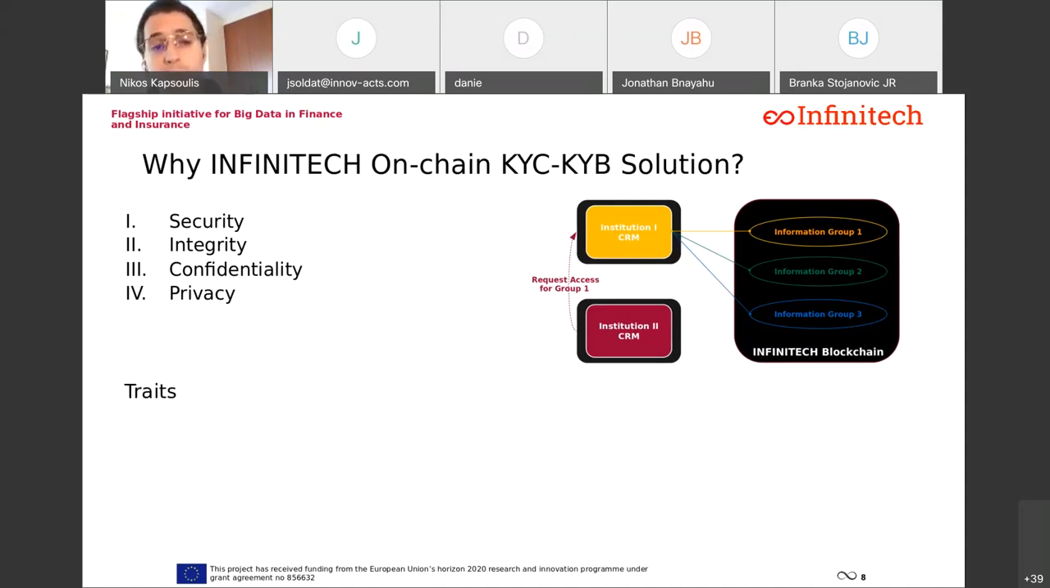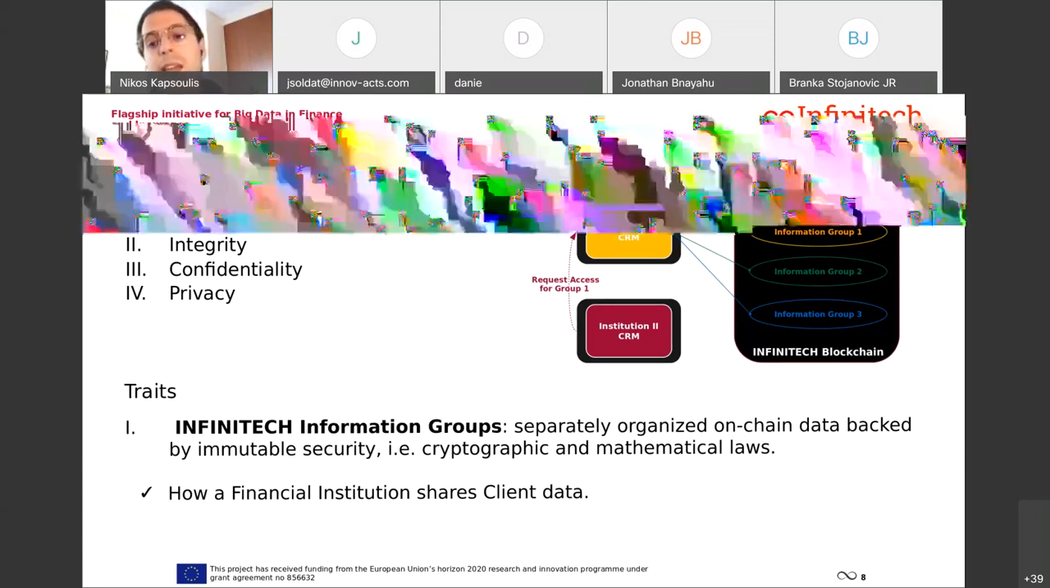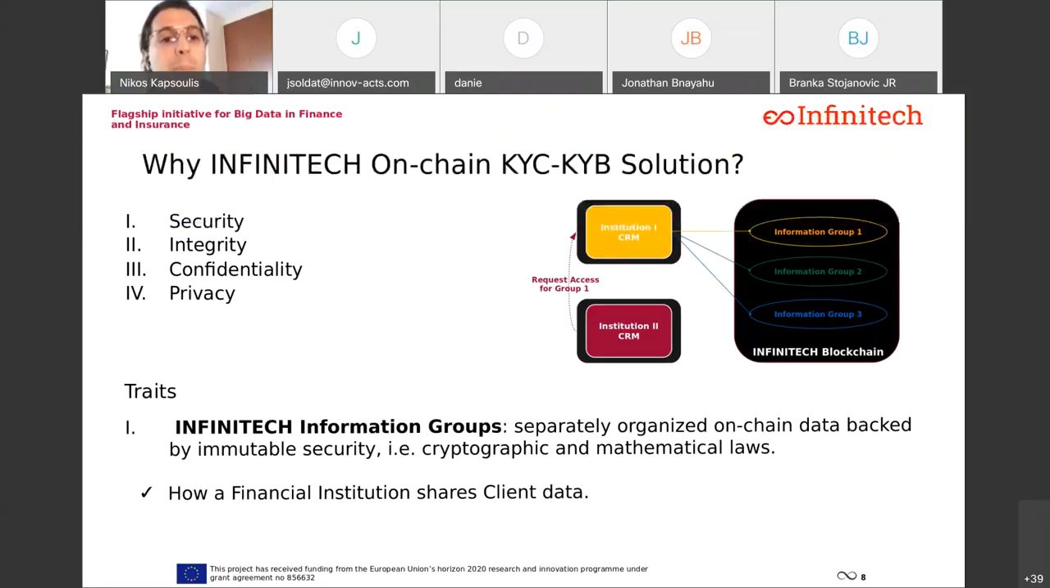So now we're talking about our actual solution and its traits. The first one, of course, is the aforementioned information groups, which is the way that we organize data specifically for this use case and how we will manage it inside the blockchain network. But what we really want to understand here is that this is how the financial institution can share client data with other institutions without having the client re-register in each one.